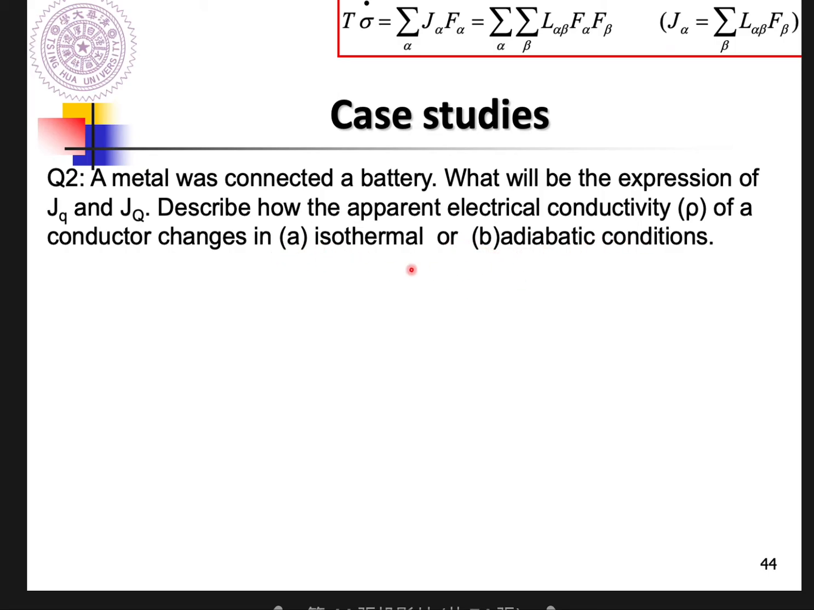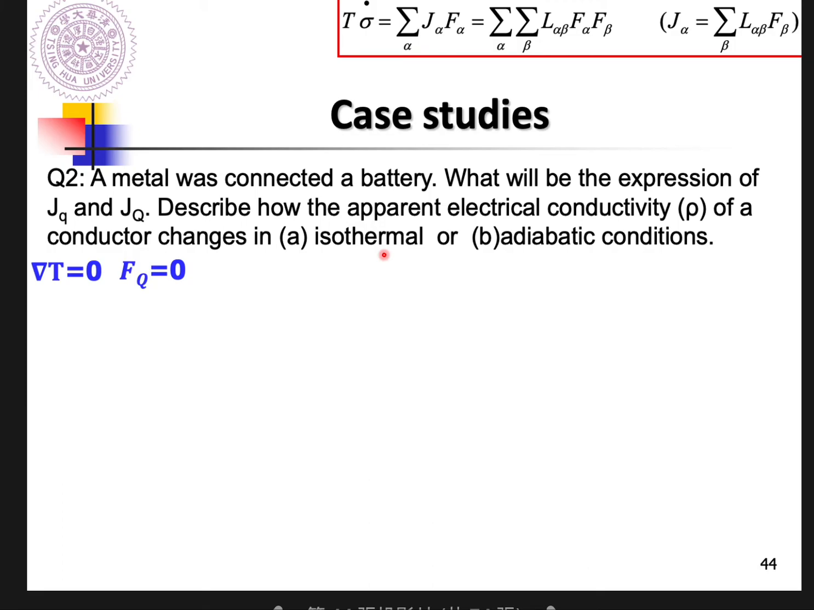So now we have two different boundary conditions. Let's deal with the first one, isothermal. What does isothermal tell you? Isothermal means the temperature everywhere is the same, right? So there's no temperature gradient along your material, along this metal. And with no temperature gradient, do we have a driving force? F capital Q equals 0.